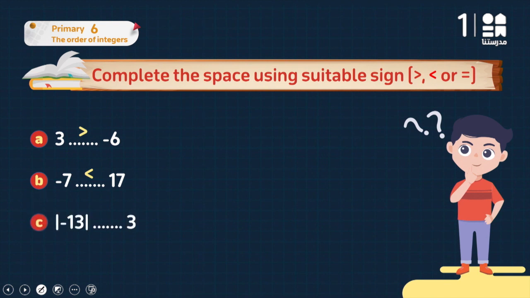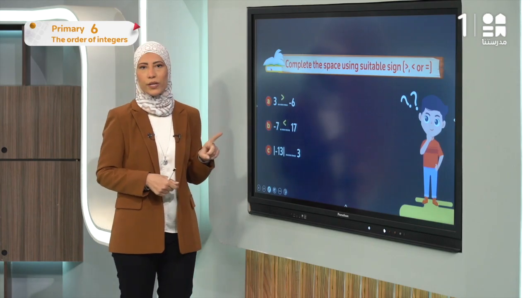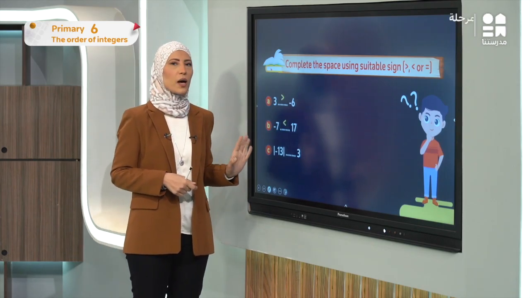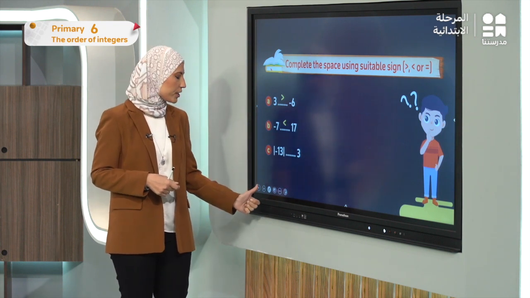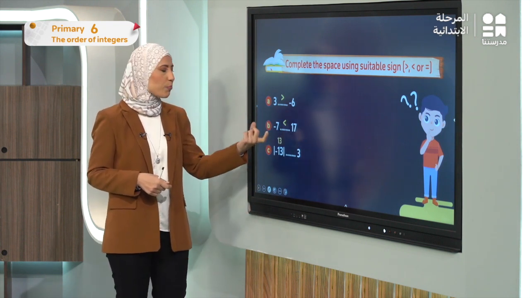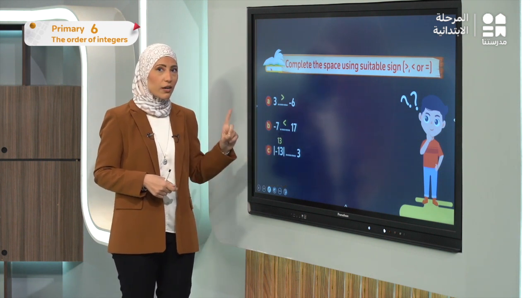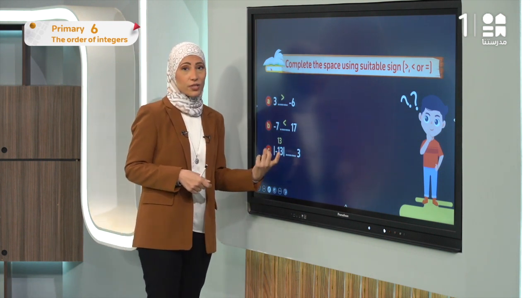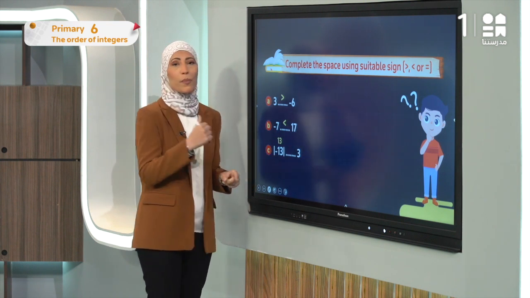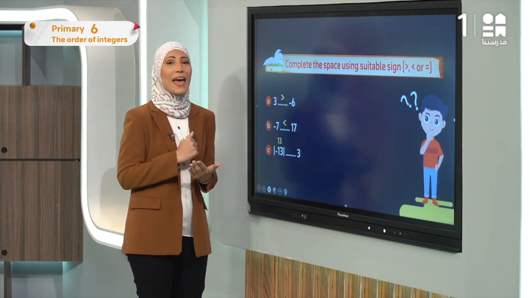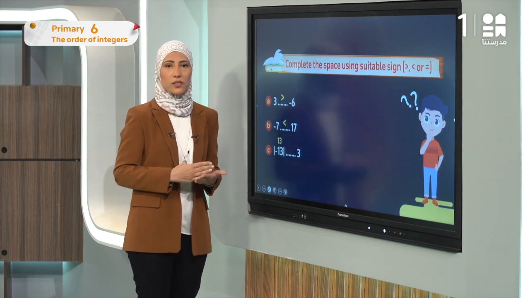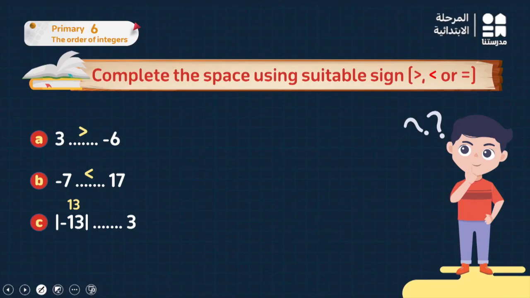Absolute negative 13 and 3. Before putting the sign, I'm supposed to answer absolute negative 13. It will be 13, of course. So now I have to compare between 13 and 3. Okay, remember it's absolute negative 13, so you have to answer the absolute. And remember, absolute means the distance, so the answer of the absolute is always positive. So you will put negative 13, it will be 13. So now you are comparing between 13 and 3, not negative 13. So 13 and 3, of course, 13 is my biggest integer.